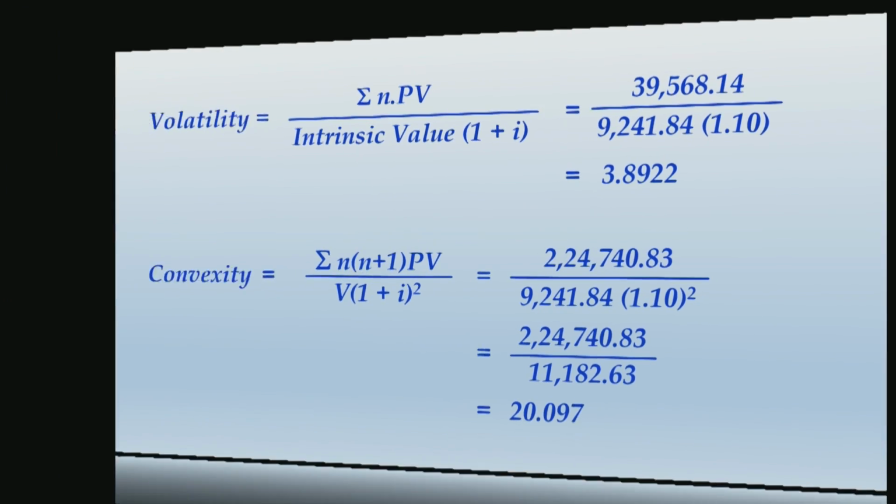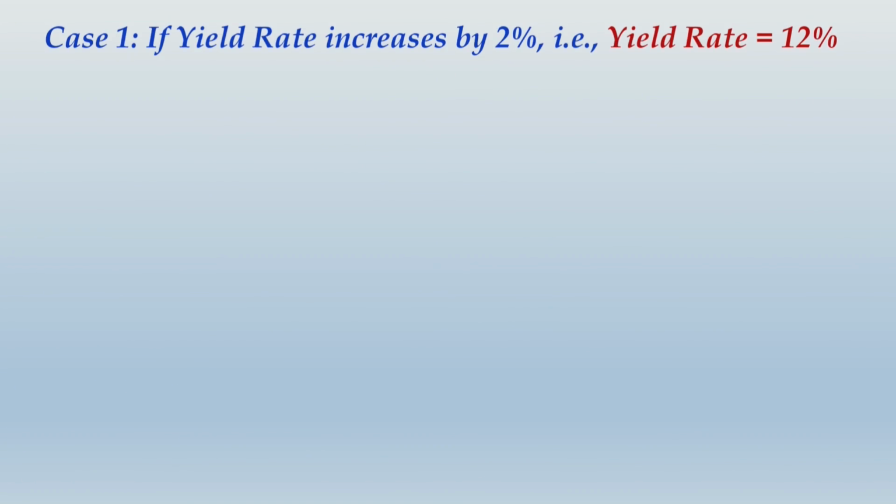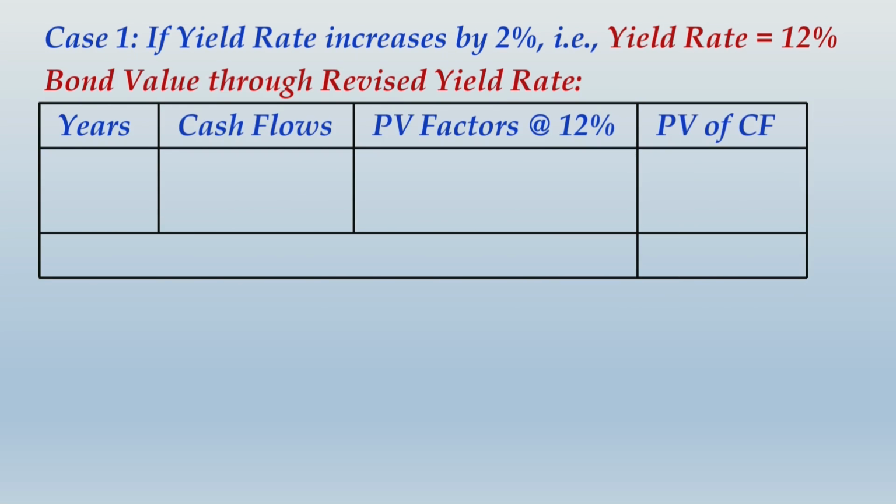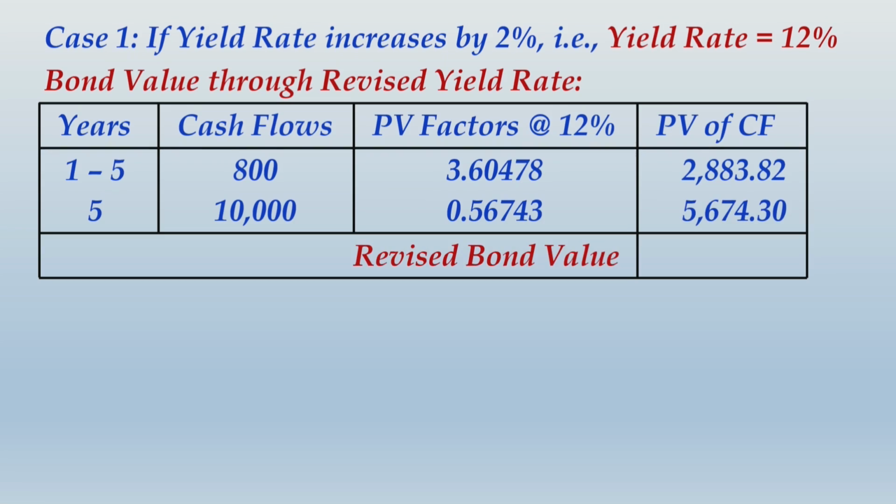So let us now move ahead and try to determine the outcome of the second requirement. So here in the first case, if the yield rate increases by 2%, the yield rate will get revised to 12%. The bond value through revised yield rate we can compute by making this short table where we are identifying the cash flows of each of the coming 5 years and discounting these cash flows using 12% discounting rate.